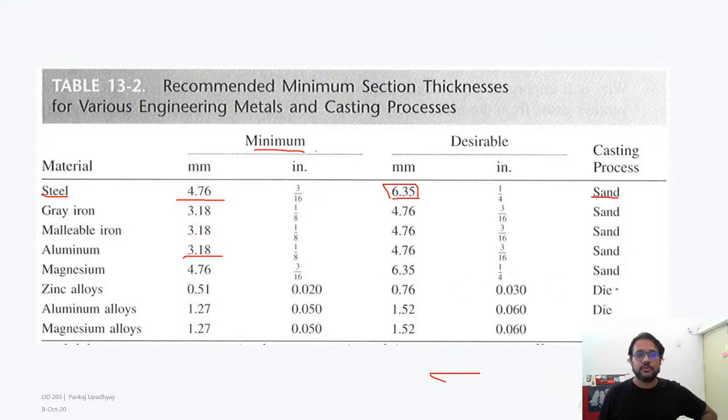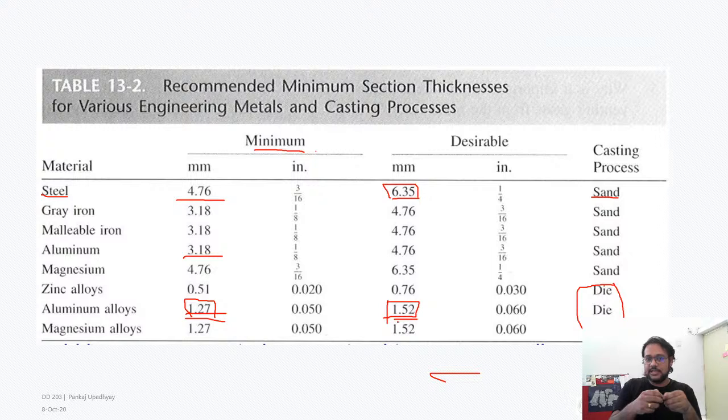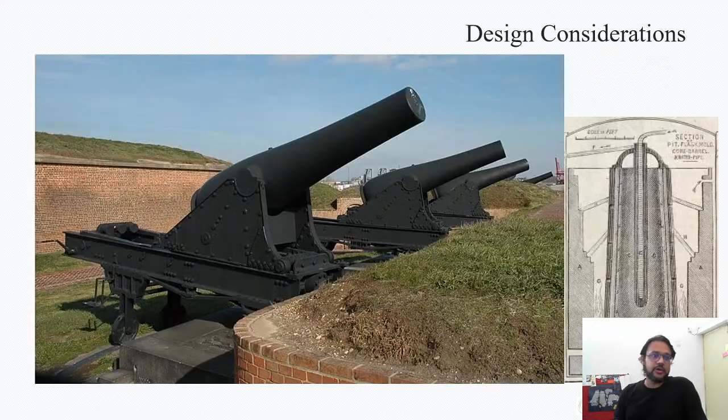Let's say if you are doing something called die casting, then you can go to a much lower thickness. As you can see, aluminium die cast parts, you can make it as thin as 1.5, and 1.5 is fairly thin. If you have a scale at hand, then you can see how thin 1.5 is and get a visual idea about it. Anyway, let's move forward.